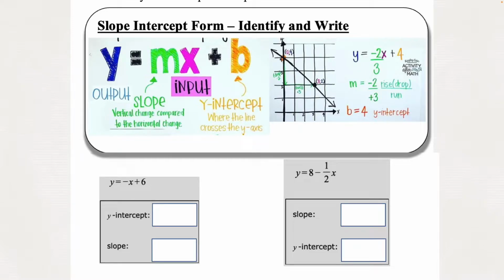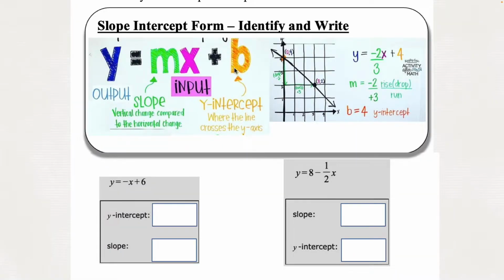All right, so today we're going to take a look at slope-intercept form. We're just going to identify and learn how to write it. This is just a way of writing an equation of a line when you're given two very nice pieces of the line. If we're given the slope and the intercept, we can very quickly write it into this form.